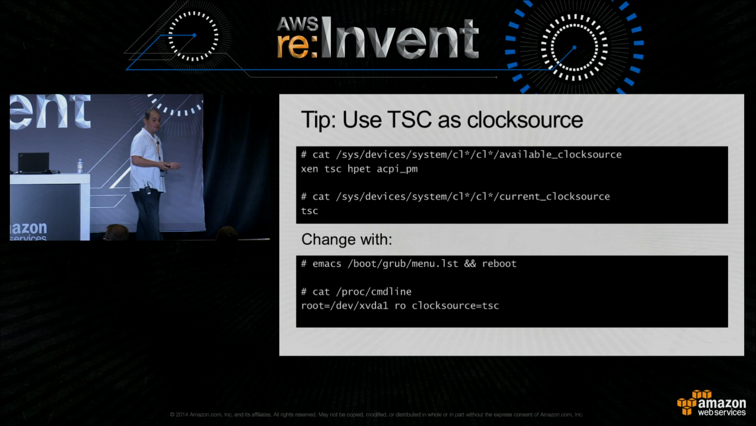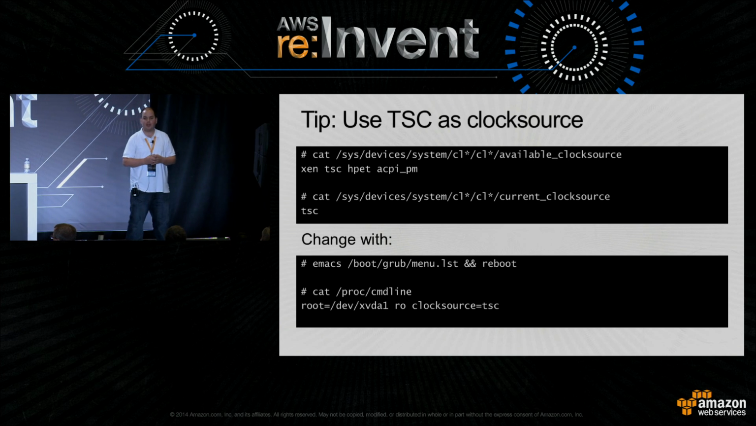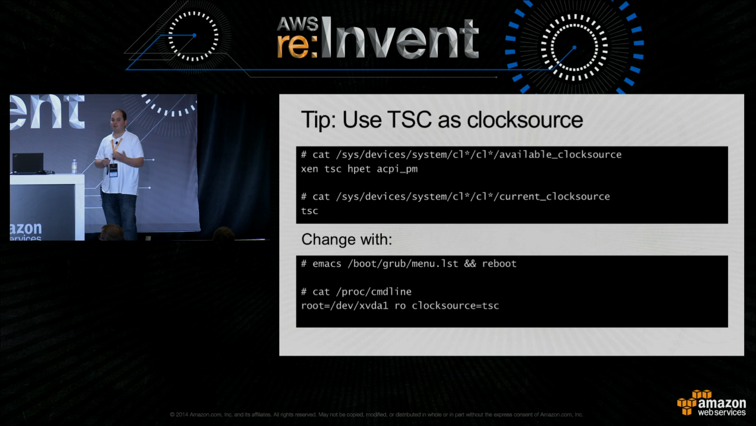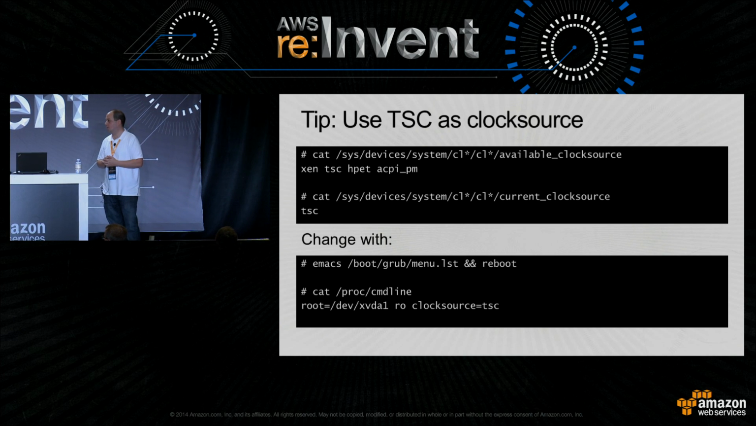If you're running on C3, or if you're running on any of the current generation EC2 platforms, you definitely want to use the TSC as your clock source, and you can do that by modifying your kernel command line parameter.